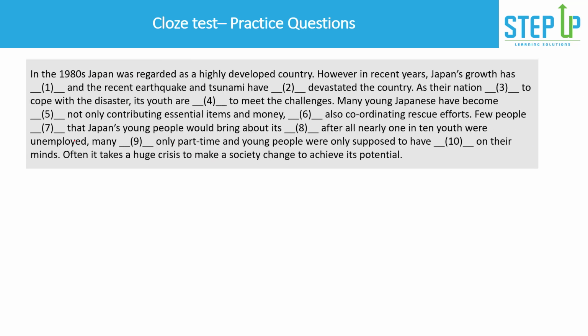Let's attempt the second option. In the 1980s, Japan was regarded as a highly developed country. However, in recent years, Japan's growth has dash, and the recent earthquake and tsunami have dash devastated the country. So it was a highly developed country, but this is the switch which indicates a shift in meaning, right? So Japan's growth has dash, so it can't be high, it has to be low, right? And the recent earthquake and tsunami have also devastated the country.